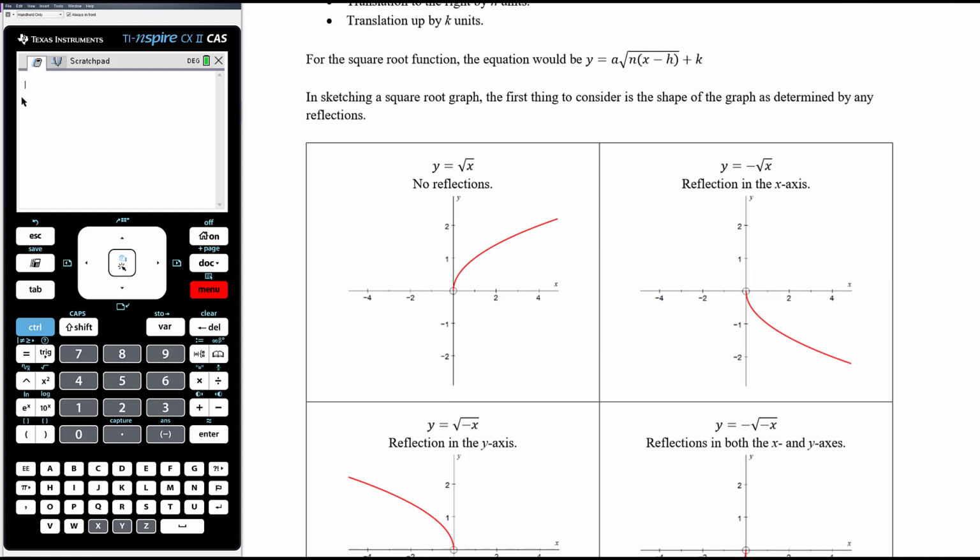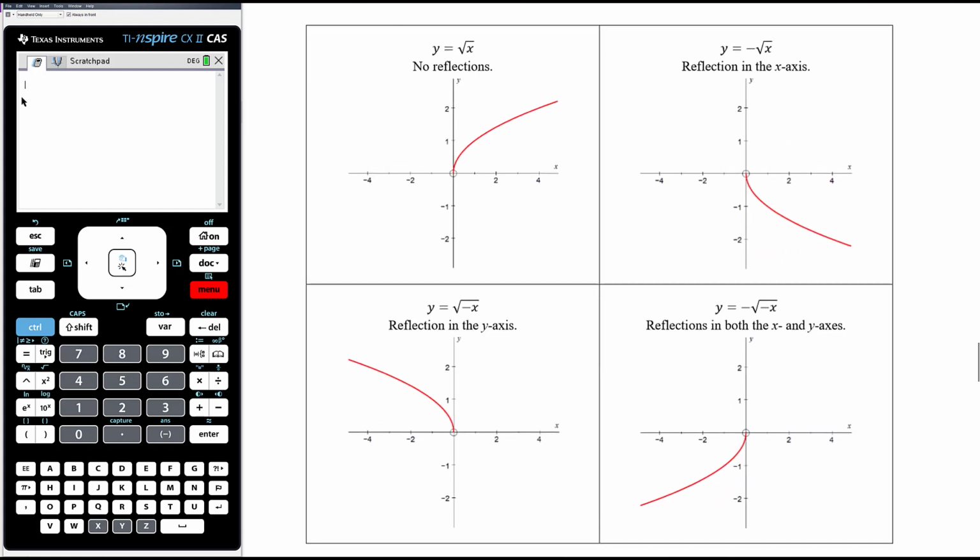As I mentioned earlier, when we're sketching some square root graphs, the first thing we want to decide is which of these 4 shapes am I dealing with. No reflections, reflection in the x-axis, so negative out the front, reflection in the y-axis, so negative next to the x, or both, so both of those negatives. So that's the first thing you want to decide. What shape am I dealing with?